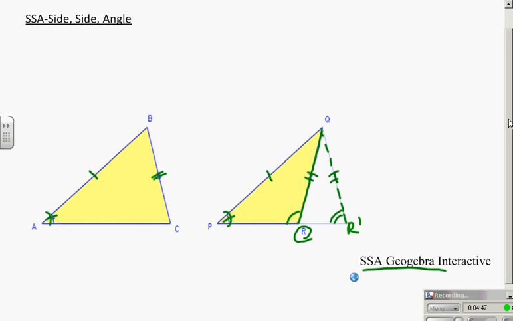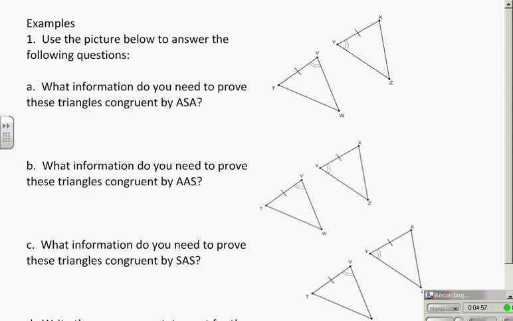And again, there's an interactive on the Moodle site if you want to play with this a little bit on your own. But angle, angle, angle, and side, side, angle never prove congruence.